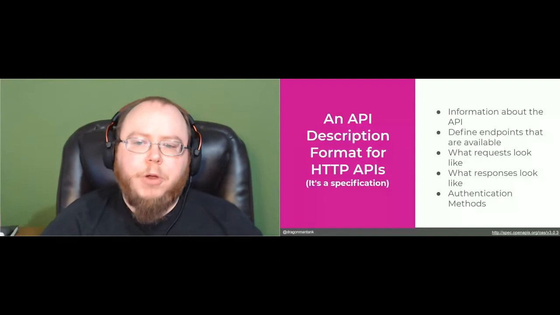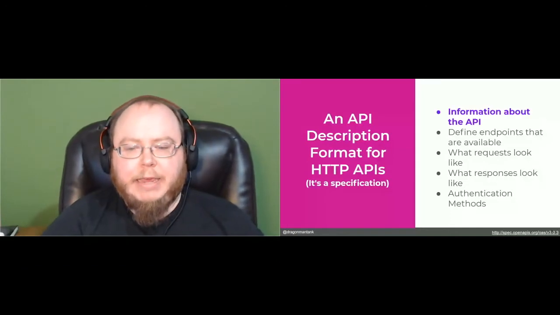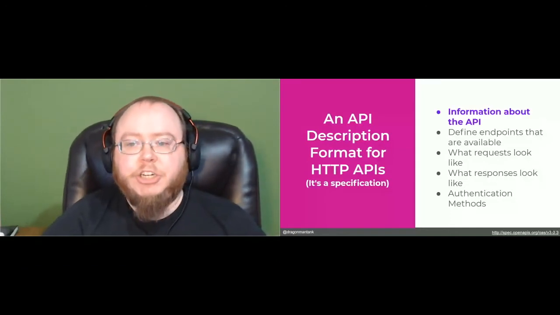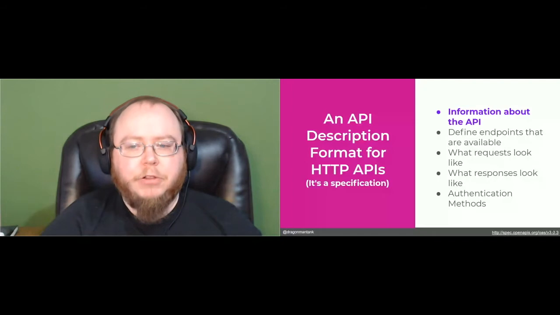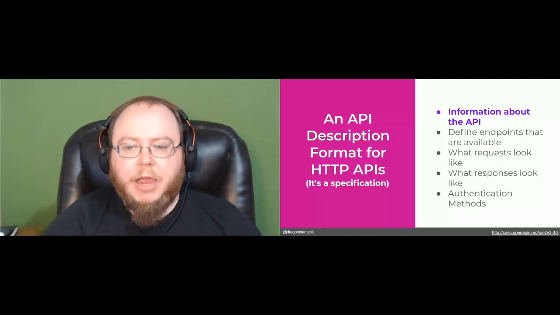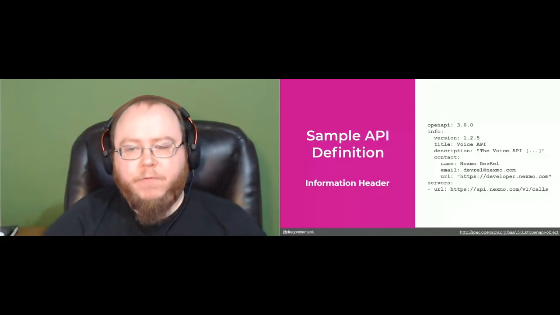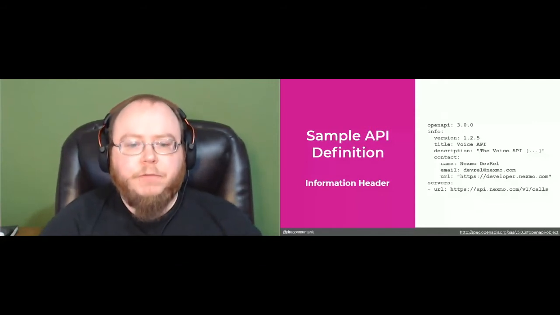The first part of any OpenAPI spec is the OpenAPI section itself, which is information about the API. So I'm going to focus on our voice API just as an example, because it's a fairly well fleshed out API of ours. But at the very top, we start off with an OpenAPI version number. This is mostly for tooling.